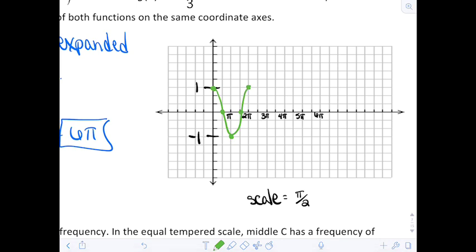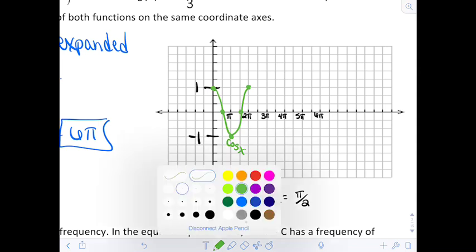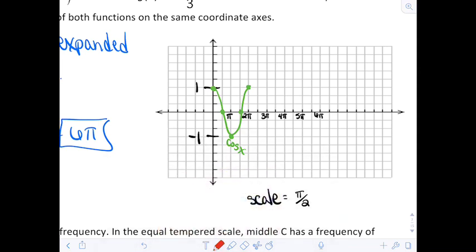And there is the cosine function, just cosine of x. Okay, now we're going to do the cosine of 1/3 x, or the cosine of x over 3. One cycle is 6 pi. So it's going to start at 1, it's going to end at 1. Halfway would be 3 pi, and it would be down at -1.